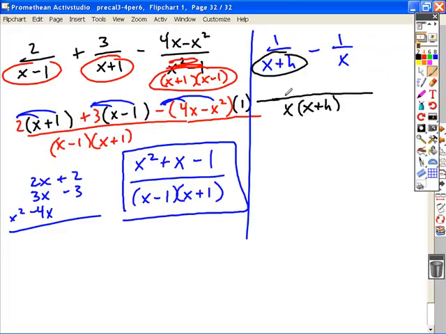Now, here's where just that ordering comes into play. Since x is the monomial factor, I'll put it first. Again, it goes monomial, then binomial, then trinomial, and so on. Okay, so here are my two distinct factors, my LCD.